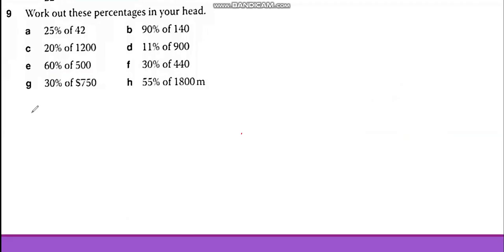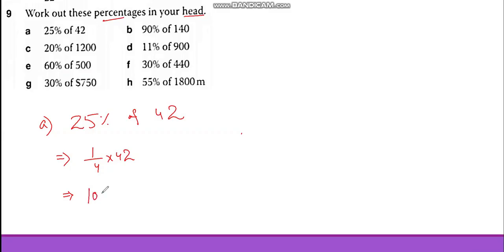In question number 9, it is a bit different from the previous questions. Here they want us to work out these percentages in our head. So in A part, they want us to find 25% of 42. 25% is always 1/4 of a number. So 1/4 of 42 will be 1/4 times 42, and we have to just think in our head. So that is about 10.5.